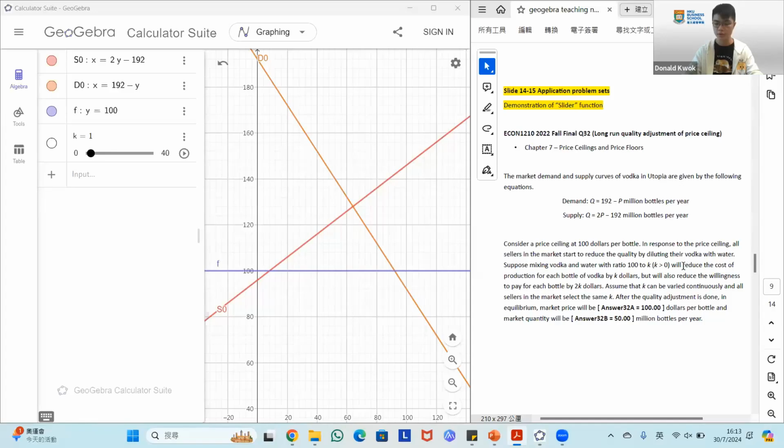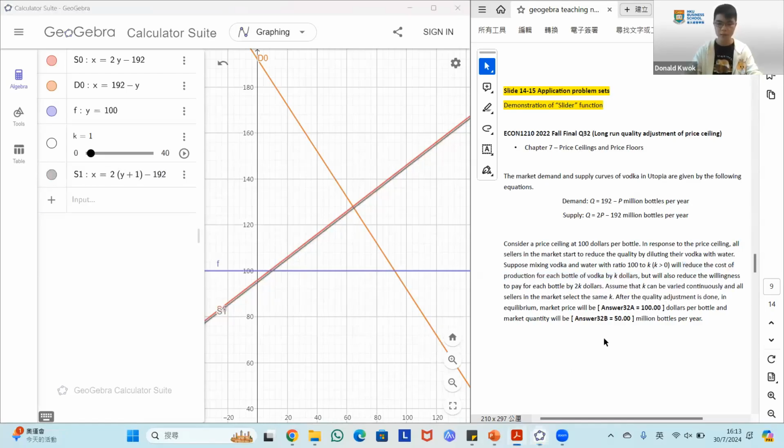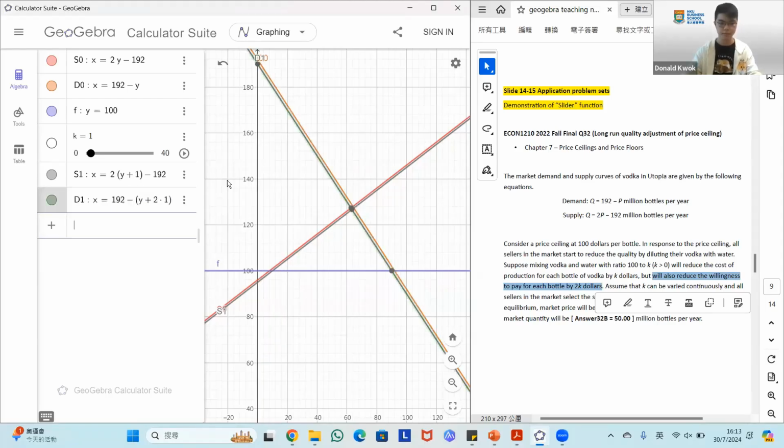Since seller's production cost for each bottle of vodka is reduced by $k, the supply will increase, shifting downwards by $k. At the same time, buyer's willingness to pay is reduced by $2k per bottle of vodka. The demand would decrease, shifting downwards by $2k. So we have derived the new demand and new supply due to the quality adjustment.